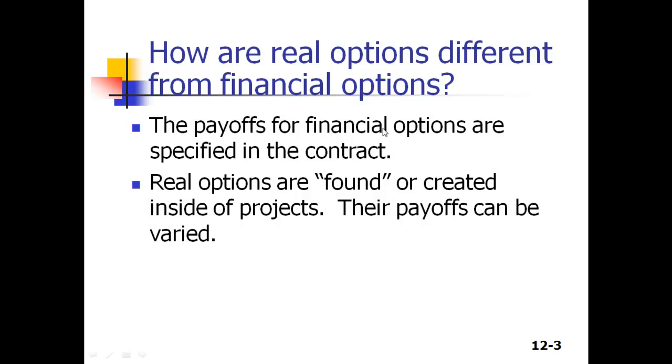Now, how are real options different from financial options? The payoff for financial options is specified in the contract. How? In a financial option, we have a certain strike price, say a strike price of 70. Then what's the payoff at maturity? If the price of the stock is 80, then what's the payoff? It's 10. So the payoff is very clear in a financial option. As we'll see, in a real option, the relationship is not as obvious. Real options are found or created inside of projects. Their payoffs can vary.